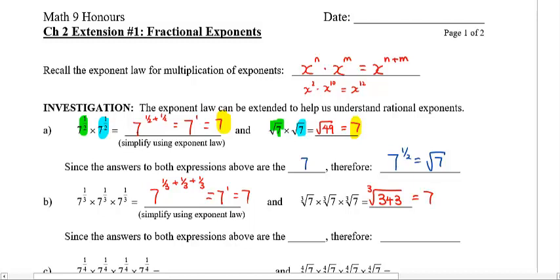And since the answers to both expressions above are the same, because they're both equal to 7, and the answer was 7, therefore, what do you notice? That 1/3 and that cube root must also be the same. So 7 to the power of 1/3 equals the cube root of 7.